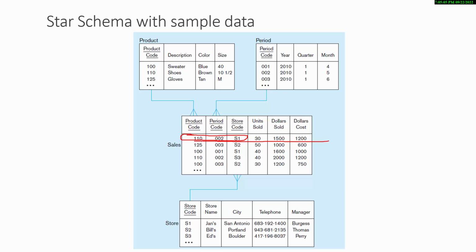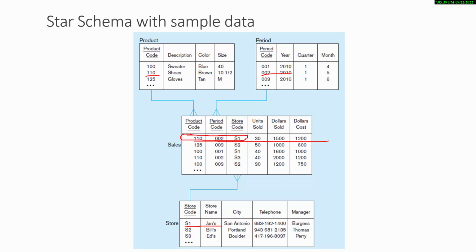So product code 110 is this one right here. It looks like some shoes were sold. Period code 002 identifies here. It means it was the first quarter, 5th month of 2010. Store code S1 is here. It looks like the store is called Jane's. It's in San Antonio. This is the phone number, and Burgess is the manager.